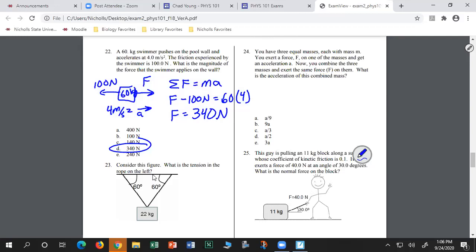This is step number 3. And then this part is step number 4, where I'm solving it. Draw, resolve, apply Newton's second law, and then solve the equations. Okay? All right, what else, folks?